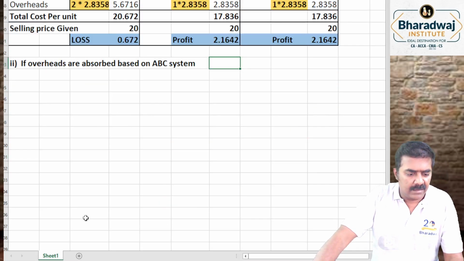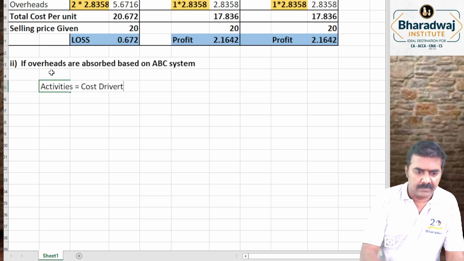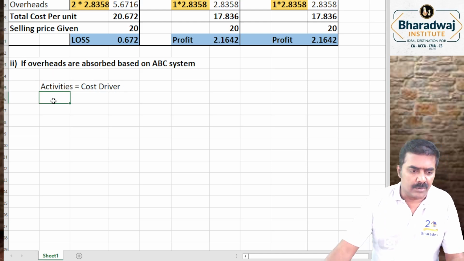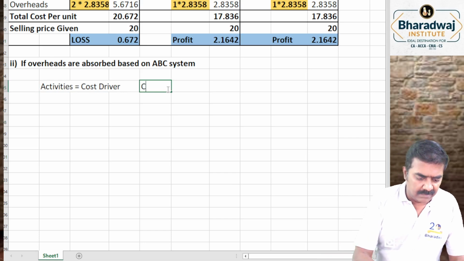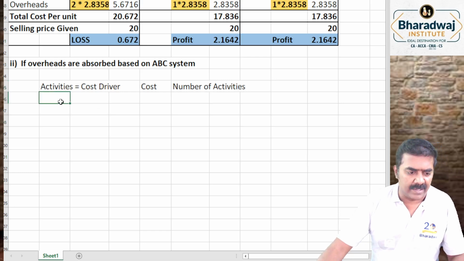Okay. We call it as activities. It is also known as cost driver. Okay. So, wait. We'll see the cost and the number of activities. Listen to it. We can take it afterwards. It requires some more better understanding.